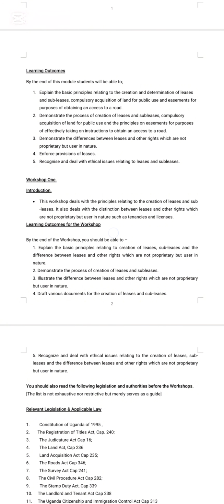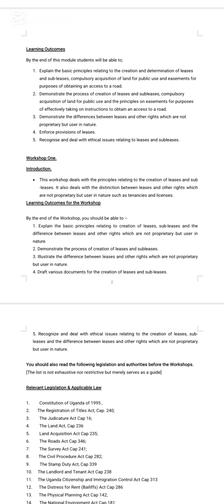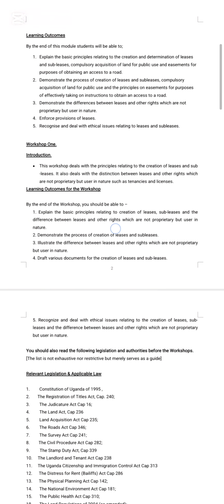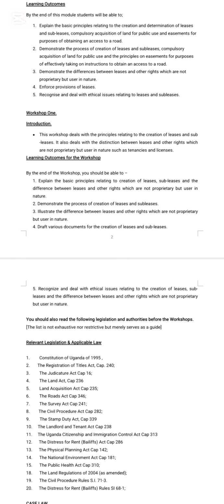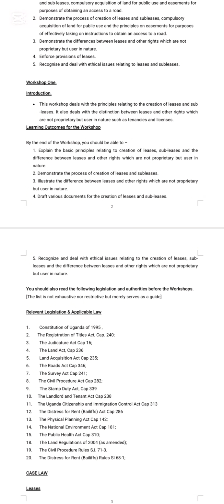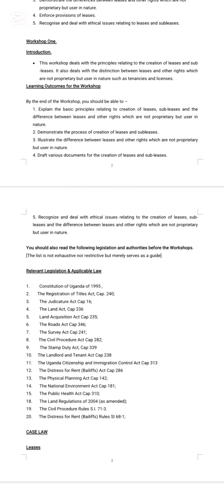By the end of this module, students will be able to explain the basic principles relating to the creation and termination of leases and subleases, compulsory acquisition of land for public use, and easements for purposes of obtaining access to a road. They will demonstrate the process of creation of leases and subleases, compulsory acquisition of land for public use, and the principles on easements for purposes of effectively taking instructions to obtain access to a road. They will demonstrate the difference between leases and other rights which are not proprietary but user in nature, and enforce provisions of leases.